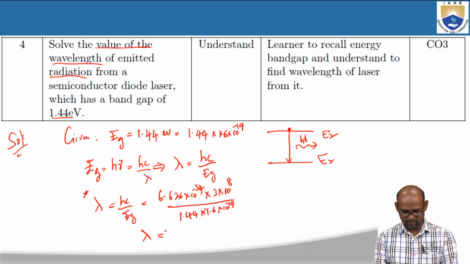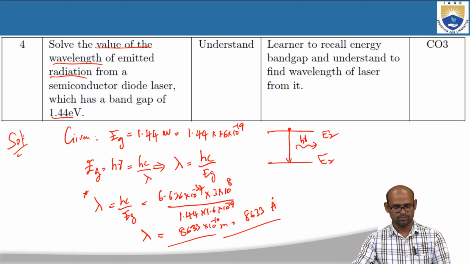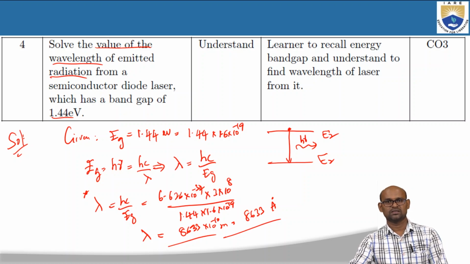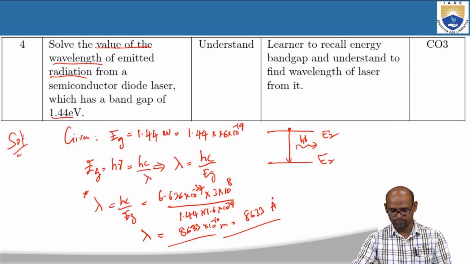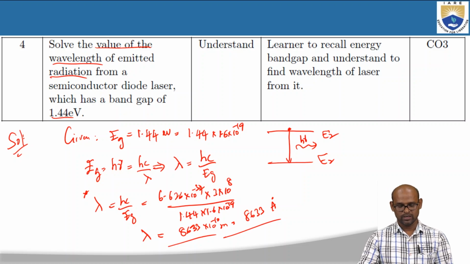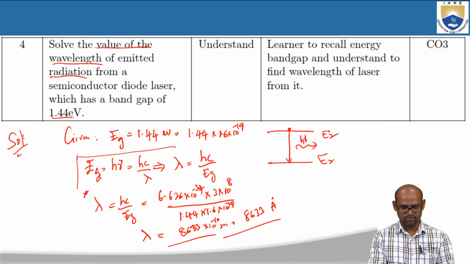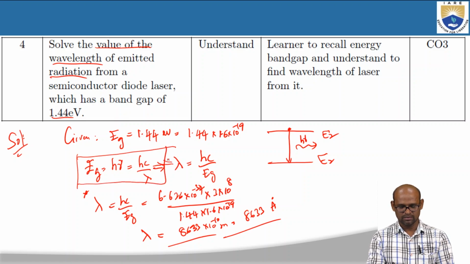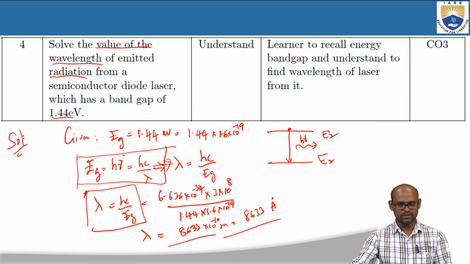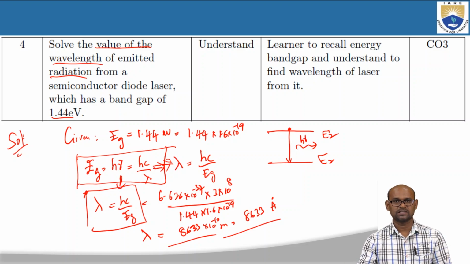So the value of lambda is 8633 into 10 power minus 10 meters, or 8633 angstroms. So this is what we get as answer. Okay. So the wavelength of the radiation that is emitted by this semiconductor diode laser is around 8633 angstroms. Okay. So using this formula of energy gap, Eg is equal to h nu or hc by lambda, we have calculated lambda. From this we can write lambda is equal to hc by Eg. So substitute the value of Planck's constant, velocity of light, and energy gap. We can calculate the wavelength of this light, which we found here as 8633 angstrom.